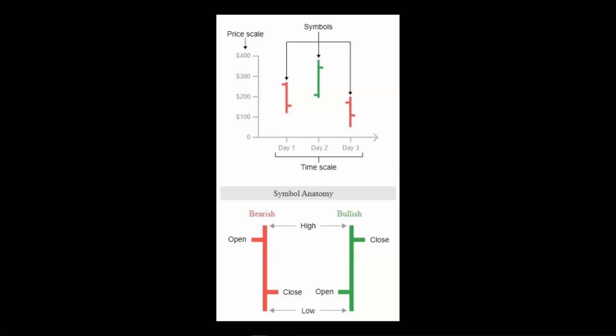When the price rises over a period, the right horizontal line will be above the left horizontal line. Since the close price is higher than the open price, these bars are typically colored green. Traders call it a bullish bar. When the price falls over a period, the right horizontal line will be below the left horizontal line. Since the close price is lower than the open price, these bars are typically colored red. Traders call it a bearish bar. In reality, you can assign any color to your bullish or bearish bar based on your preferences.